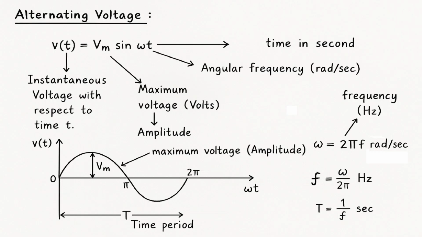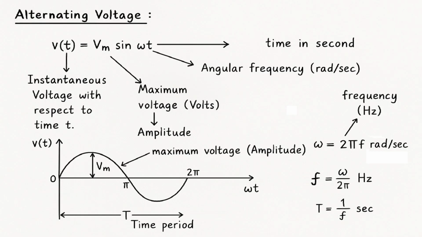This value is also known as the amplitude of the wave. The amplitude tells you the intensity or strength of the voltage. A higher Vm means a more powerful voltage. For example, the wave also goes down to a minimum point. That minimum value would be negative Vm. So the voltage swings between positive Vm and negative Vm, but its peak magnitude is always Vm. This value is measured in volts.